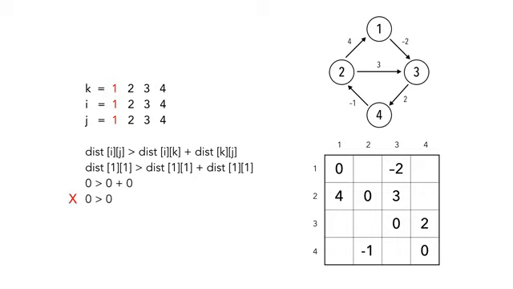As you can see, the if condition isn't met, so we don't update our table. Setting J to 2, we see the same result. Likewise, when J is 3 and 4, our if condition isn't true, and we don't make an update to the table.